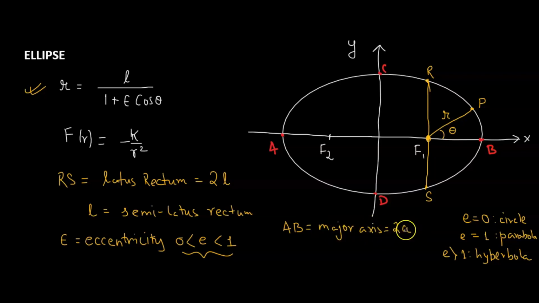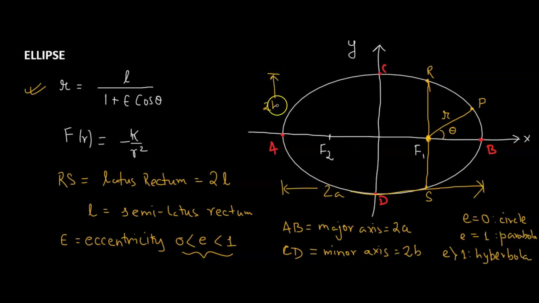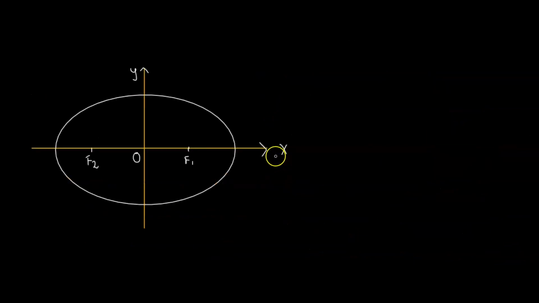So if we only consider A, that will be the semi-major axis. Then we have CD. So CD will be the minor axis. So the minor axis will be 2B. Right. So this length is 2A, and this particular length is 2B. So our next task will be to find the value of the semi-major axis A and the semi-minor axis B.